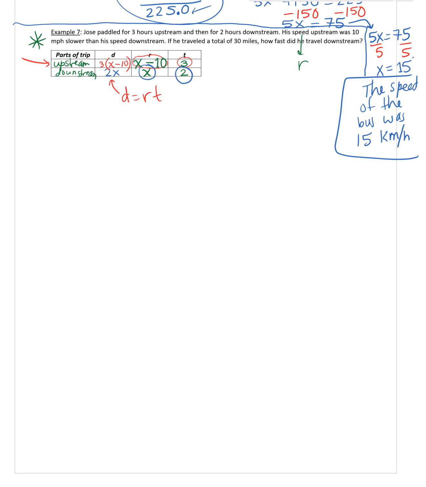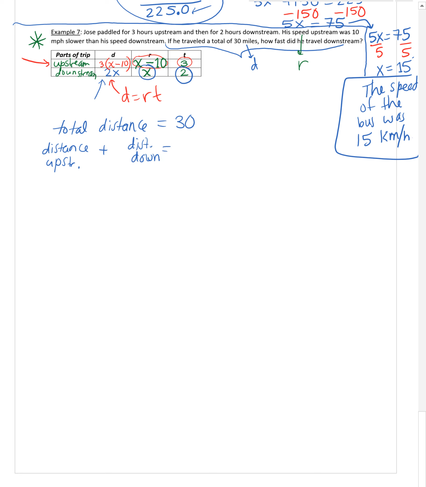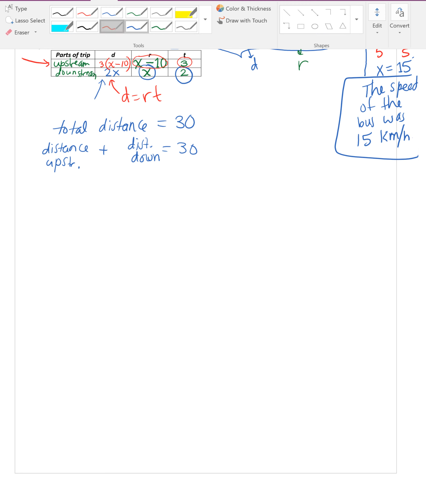All right. And then to set up your equation, the last sentence should give you some relationship between the last two things you filled in, like I just filled in the two distances. So it says he traveled a total of 30 miles. That's distance, right? Yeah, distance. So his total distance was 30 miles. But his total distance was his distance upstream plus his distance downstream, because he only went upstream and downstream. He didn't go anywhere else.